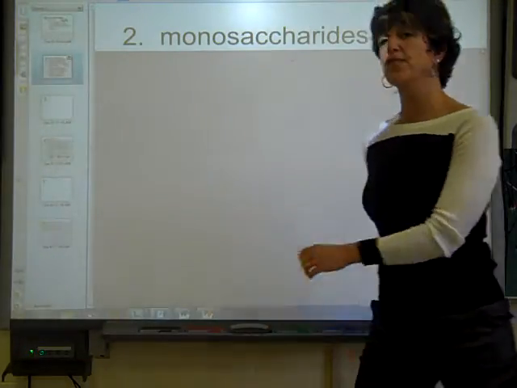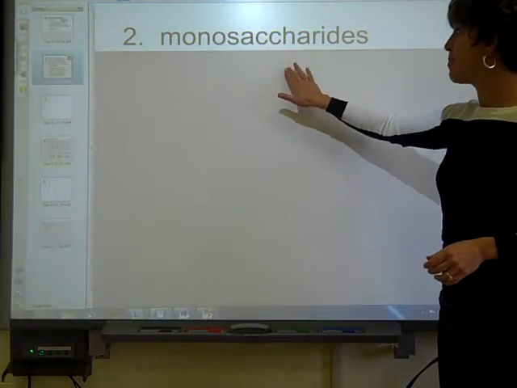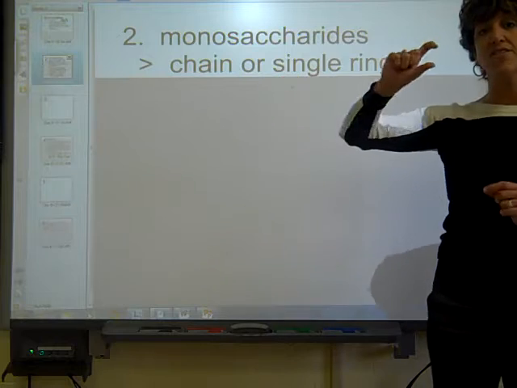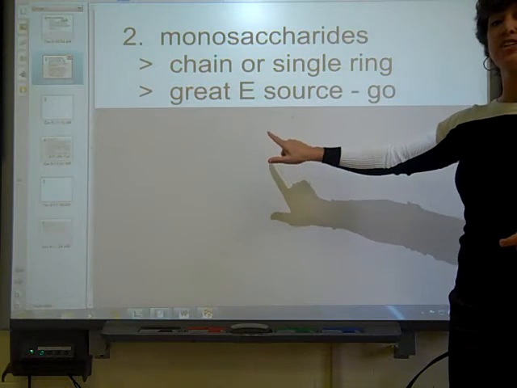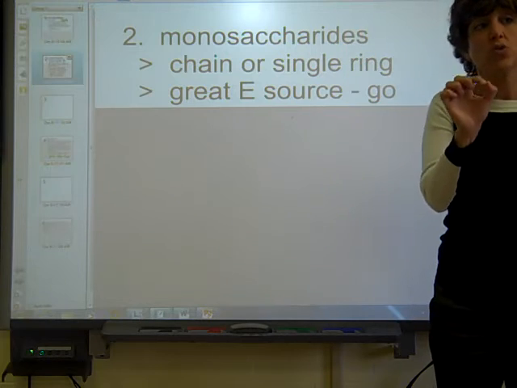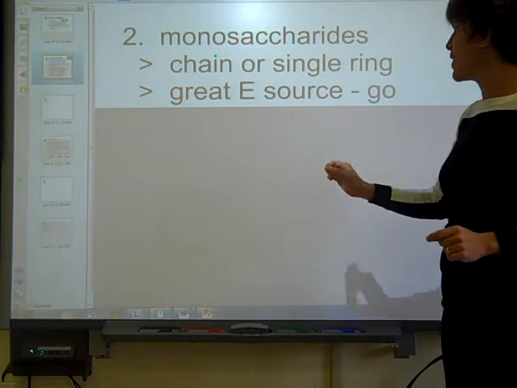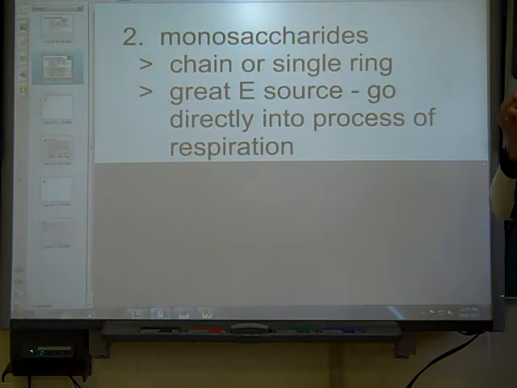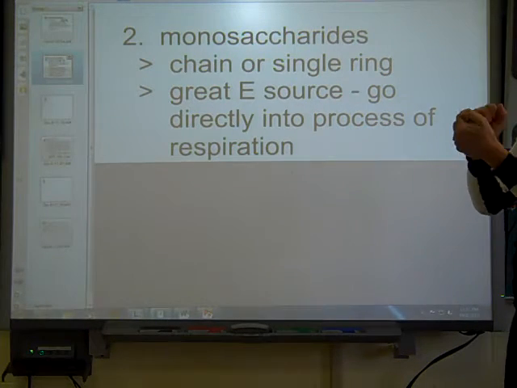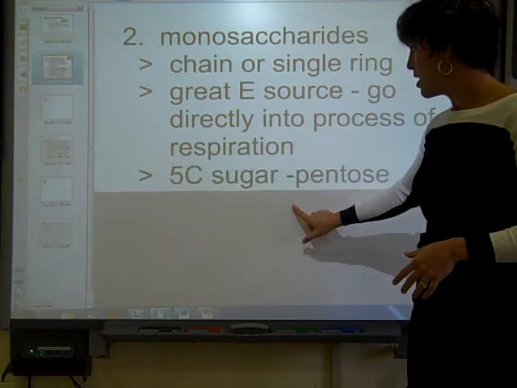Moving on, here's our first type, monosaccharide. So mono, 1 ring. It's often in a chain or in 1 single ring. Great for an energy source because this is what goes directly into the process of respiration. So it goes directly into the process. It is the correct substrate to begin the process.